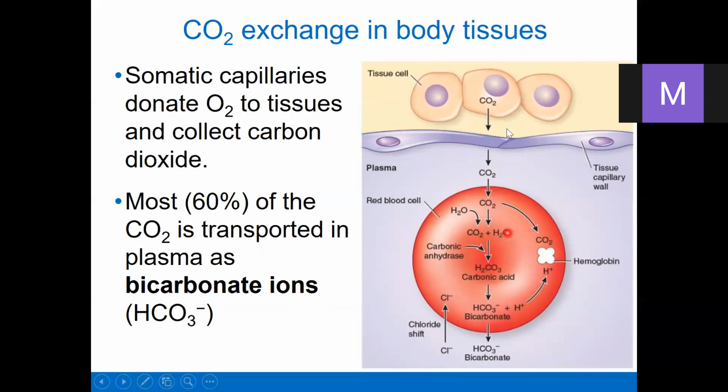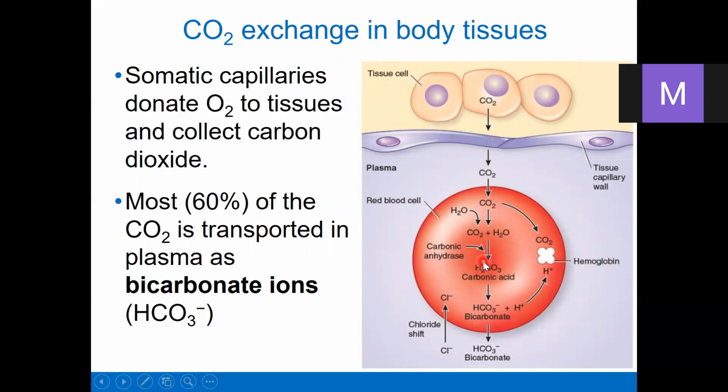Okay, that means here in the tissue cells, because of the partial pressure of carbon dioxide, carbon dioxide should pass through the tissue capillary wall and come into the capillaries, into erythrocytes, into red blood cells.